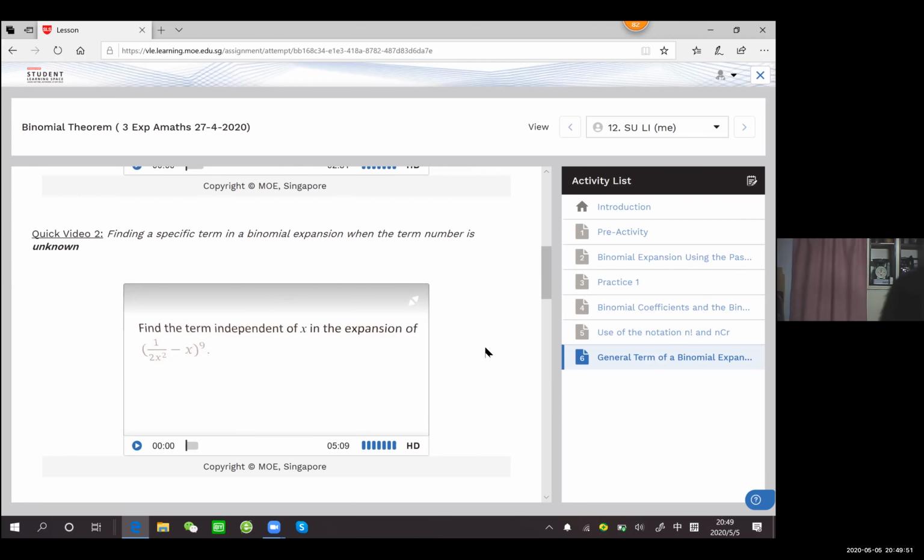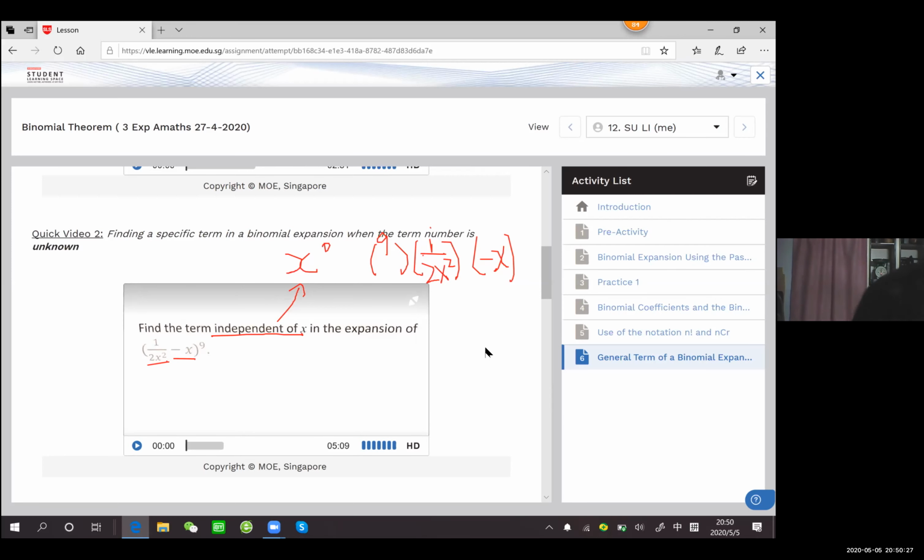So it says independent of x, so that means x to the power 0 term. So what you do, simple. Three brackets. Fill your first bracket with 9 choose something. Then this one will be filled by the first term, and this will be filled by minus x. So this is your first term, this is your second term.